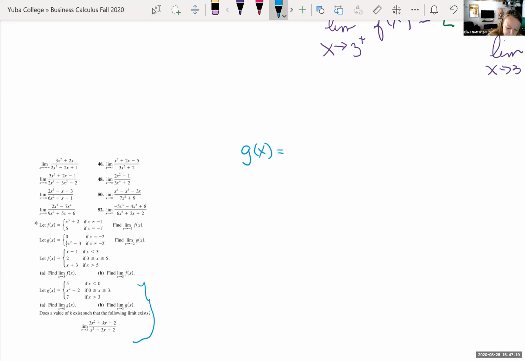And there's 3 separate equations for g of x. The first equation is just 5, and this is if x is less than 0. The second equation we get is x squared minus 2, and this is if we have values of x between and including, so 0 is less than or equal to x, which is less than or equal to 3.